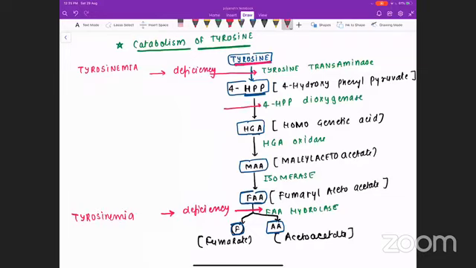Whether it is deficiency of the first, second, or any enzyme. So the 3 clinically important enzymes I am highlighting under the heading of tyrosinemia are tyrosine transaminase, 4-HPP dioxygenase, and lastly FA hydrolase. These 3 enzyme deficiencies are found commonly. If there is deficiency of FA hydrolase, this is called tyrosinemia type 1. If there is deficiency of tyrosine transaminase, it is called type 2. If there is deficiency of 4-HPP dioxygenase, that is called type 3.